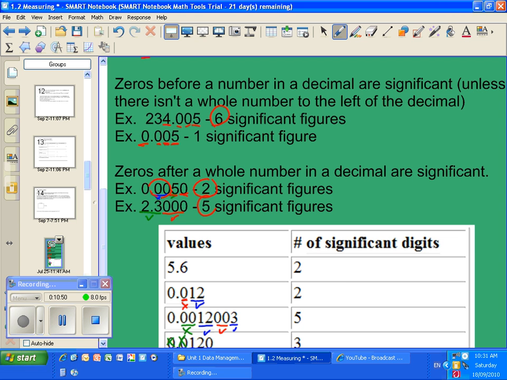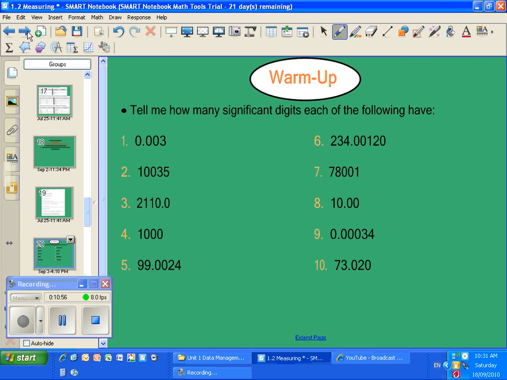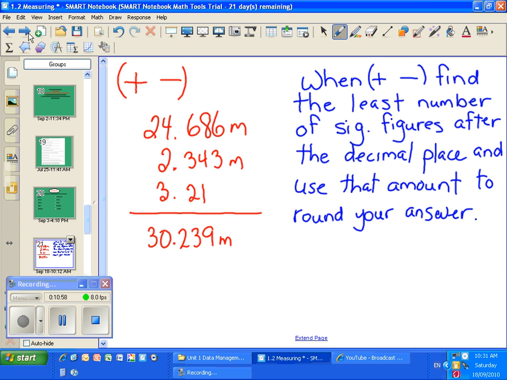So there's quite a few different rules that you have to learn how to apply. We did that over the course of our week, and we tried a number of those, and we had some warm-ups. That brings us to our next topic, how to apply those significant figures when we add and subtract. And of course, there's a rule for that. When you add or subtract, find the least number of significant figures after the decimal place and use that amount to round your answer. What's important here is the part that says after the decimal place, and you'll see why in a minute when we do multiplying and dividing. So this question we're going to add.